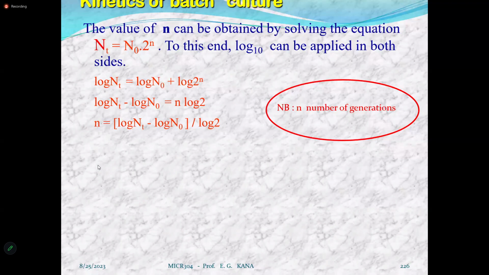Now, that's how to obtain, again, your number of doublings or the number of generations by deriving from the initial equation given to you. You've achieved this by simply applying the log on both sides of the equation. And through log manipulation, we arrive at n, the number of doublings, equal to log of Nt, the number of cells at the end of the fermentation, minus log of the number of initial cells, it is 1 cell or 2 cells, divided by log of 2.